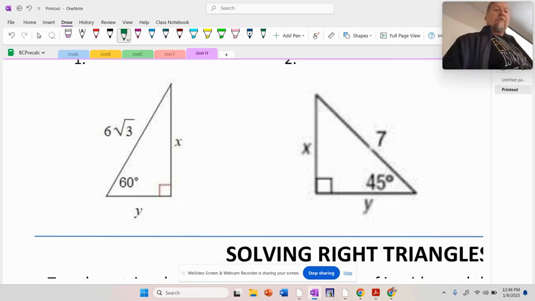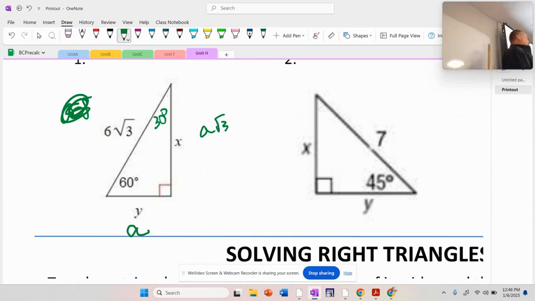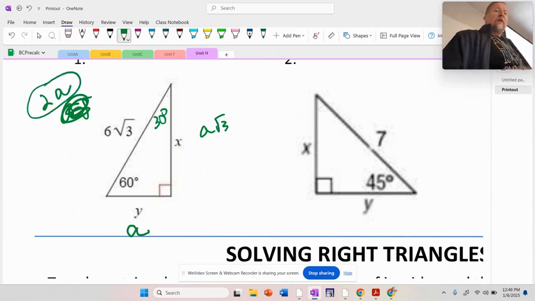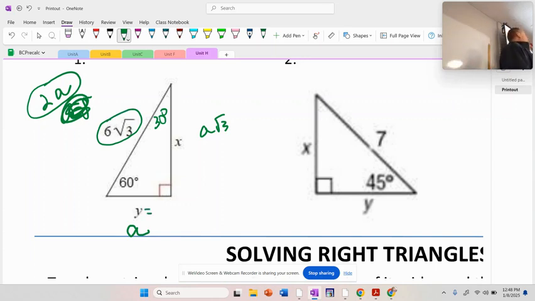I said, okay, for any 30, 60, 90 right triangle, we'll call this side A, this side A root 3 because that was opposite the 60 degree angle, and then this side was 2A. So if this is the 2A side and this side is 6 root 3, then what does that make this side? 3, 2, 1, go? 3 root 3, half of that.